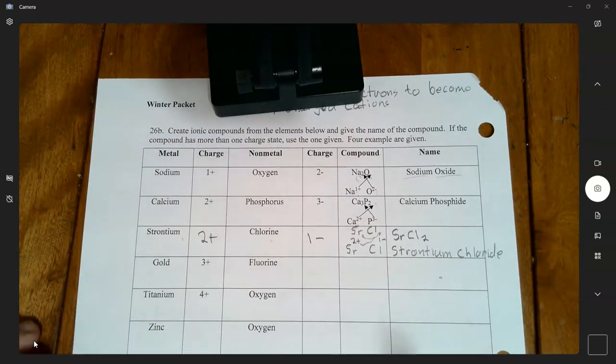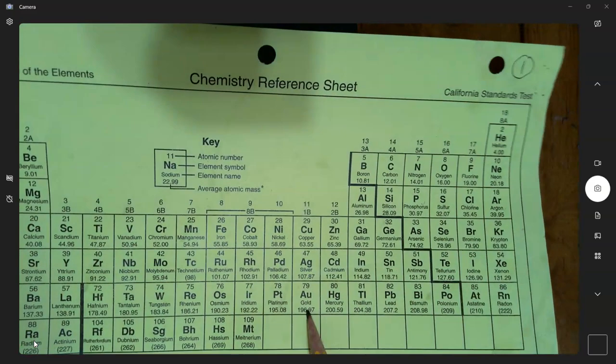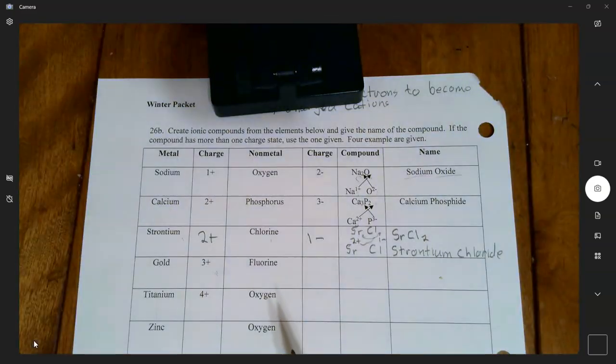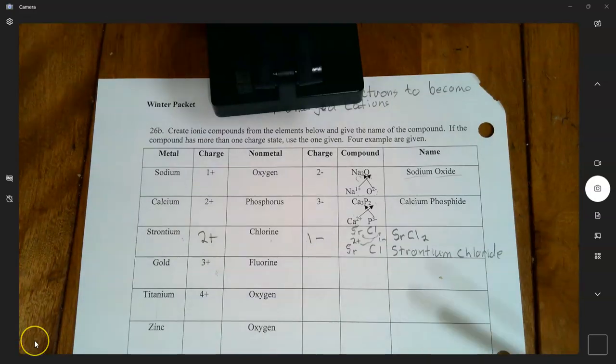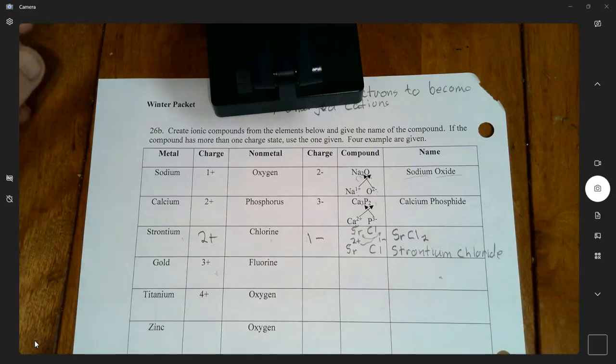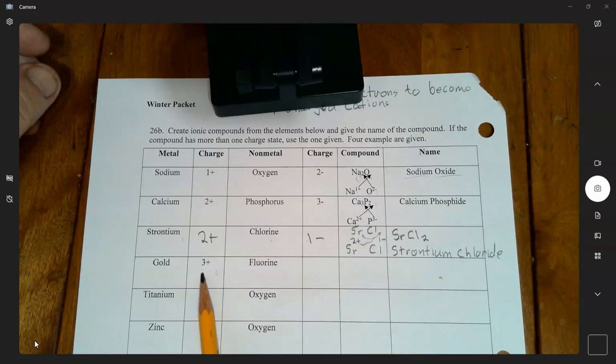Okay, gold. This one you have to be told, because gold, which is Au, would need the charge number by ion sheet, but you don't need it really here because I'm giving them to you. It would tell you that gold could be a +1 or a +3. Gold is a transition metal that has more than one possible charge. We're going to use the 3+.